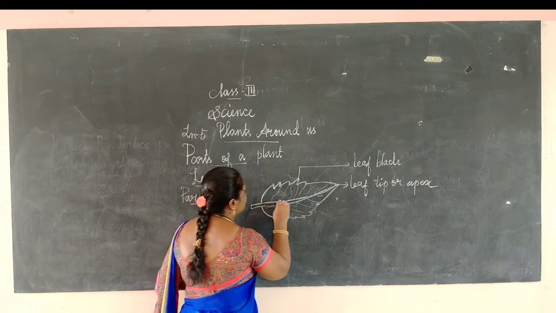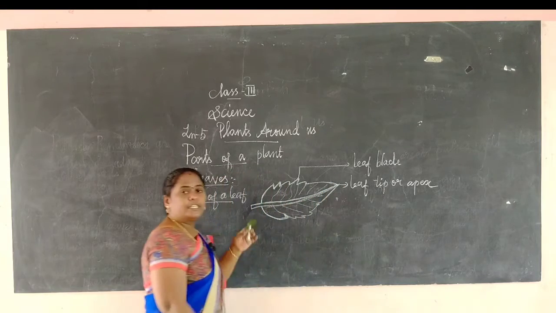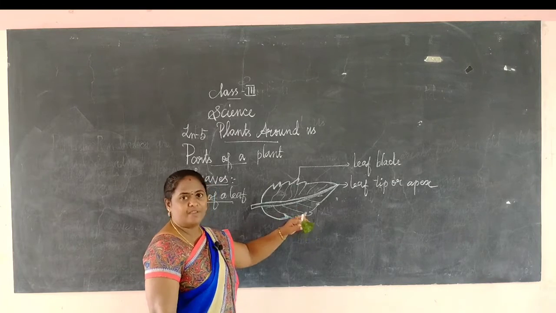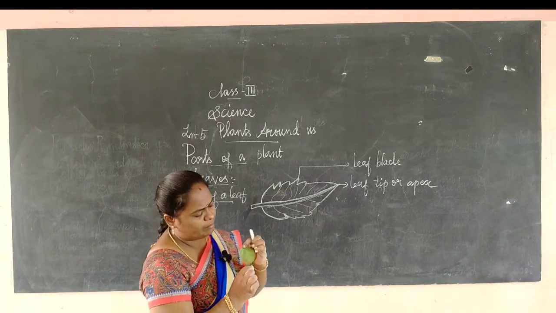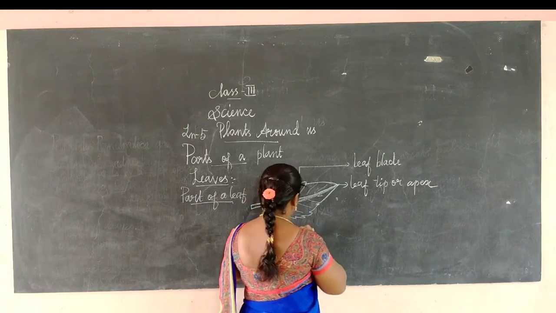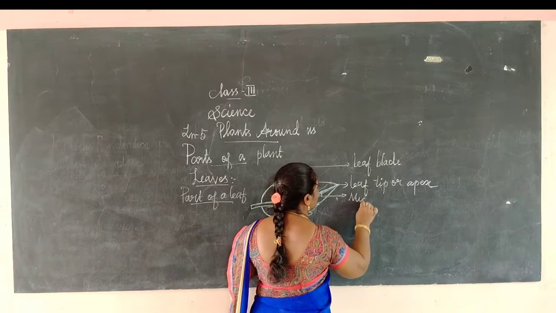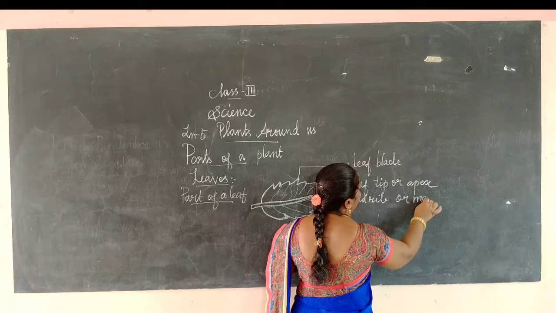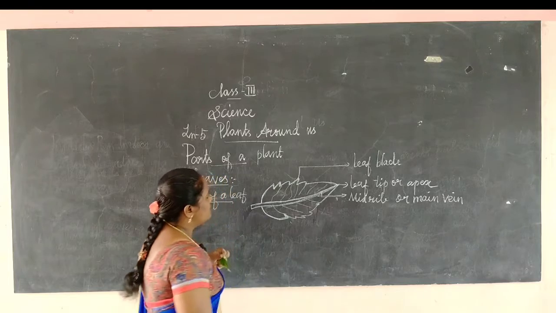And then next, the thin tube in the middle of the leaf is called the midrib or main vein. The thin tube goes through the center like a tube. So this is the midrib or main vein.